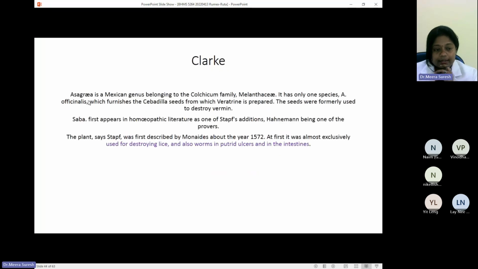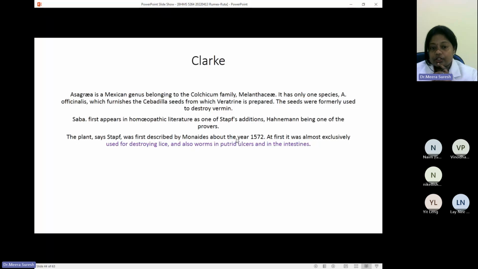So as per Clarke, Asagraea, the family or the genus to which this Sabadilla belongs, has only one species, Asagraea officinalis, and that furnishes the Sabadilla seeds from which veratrin was prepared. And this veratrin or these seeds were formerly used to destroy vermin. And that is why even in our homeopathic proving we got the action for the worms. Sabadilla first appears in the homeopathic literature in Stapf's edition, and Hahnemann was one of the provers for Sabadilla.